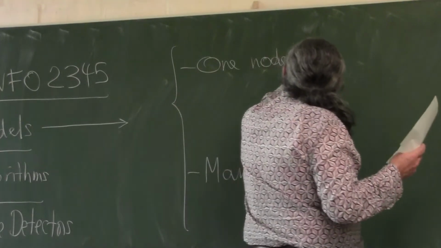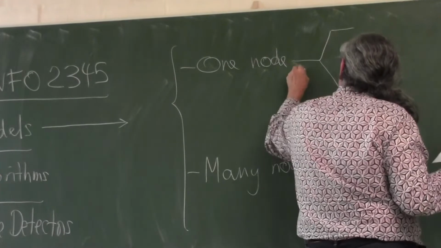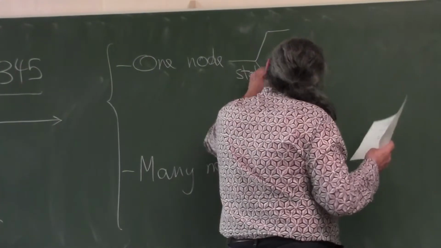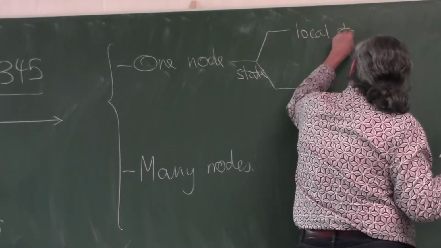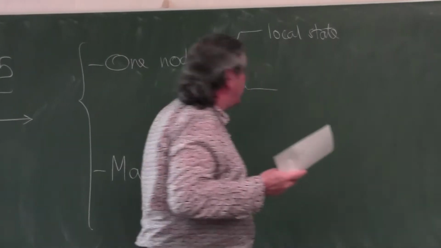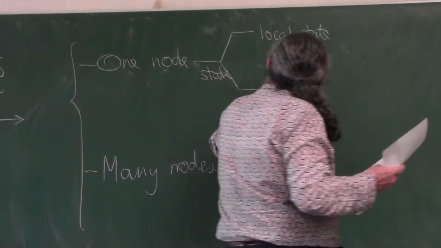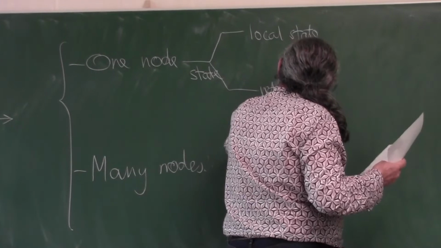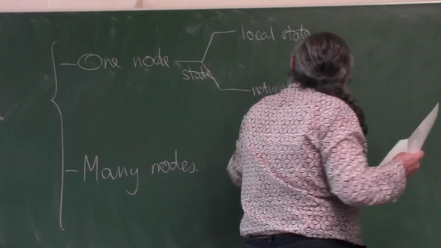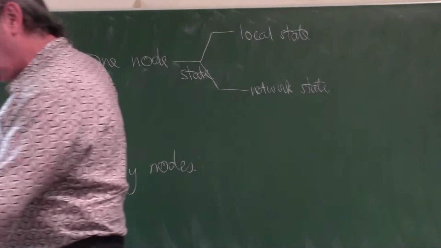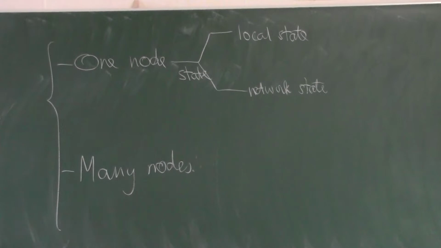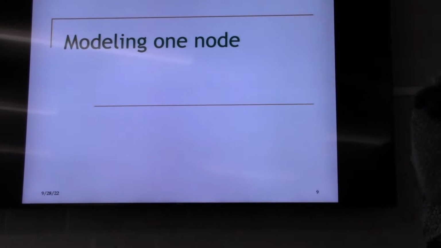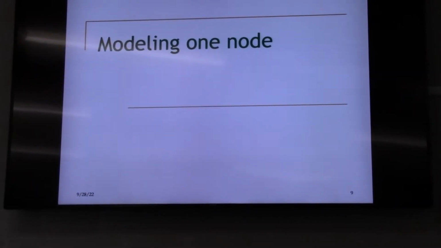Okay? So the node has a state, and there's different kinds of states. We're going to see the local state, but also the network has state on the node, so we will have a network state here. Because the network state is stored on the node, okay? It's not stored in the network, it's stored on the node. Okay, so let me talk first about a single node, and then we'll talk about many nodes.